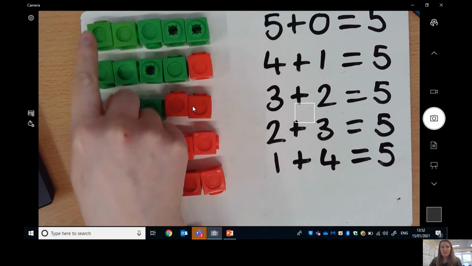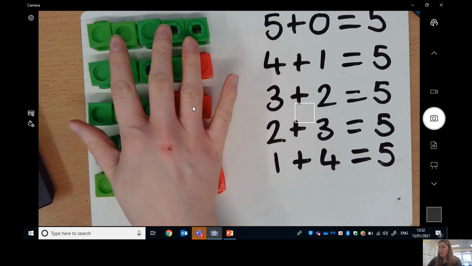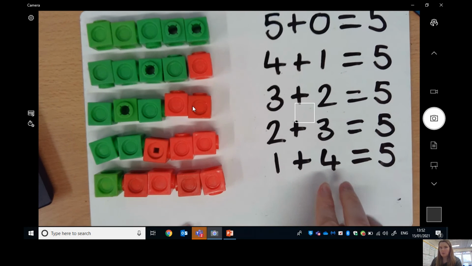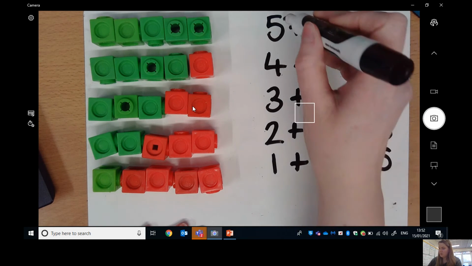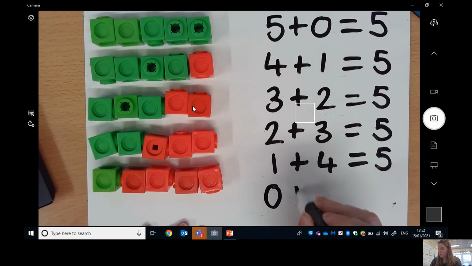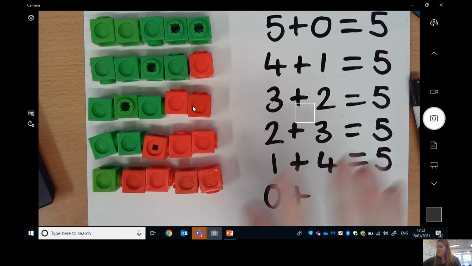All of these have the same thing in common. They use the same amount of cubes, but the sums change. So, have I got all of them? Oh, I'm missing 1. Which one am I missing? Oh, our numbers have gone down. Let's try 0. 0 plus what? So we don't add anything for 0.